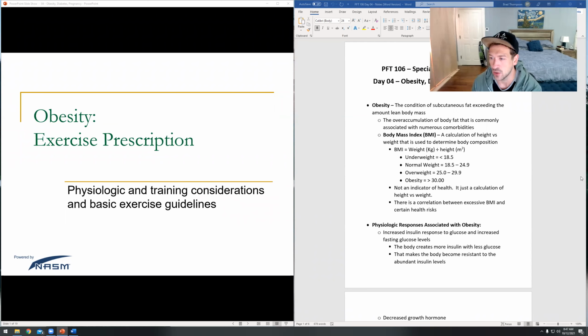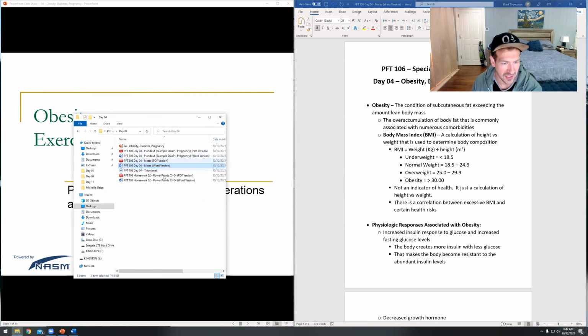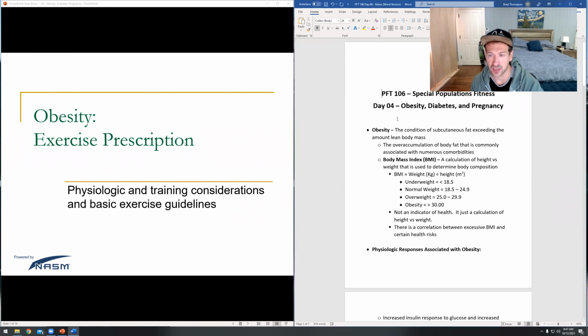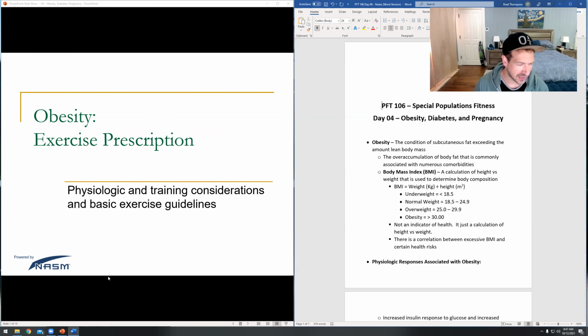And I think our SOAP note is a pregnant client. Yeah, our example will be somebody going through pregnancy. So those are our populations today that we're going to get through.